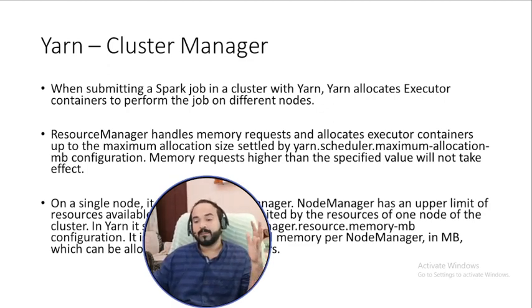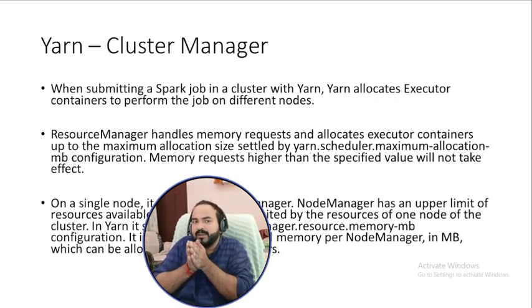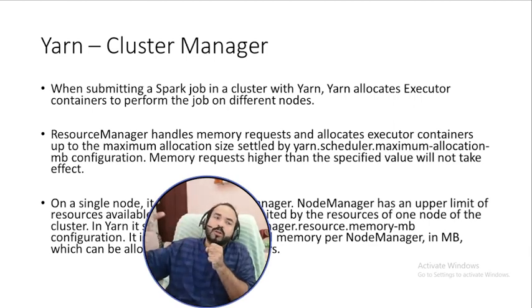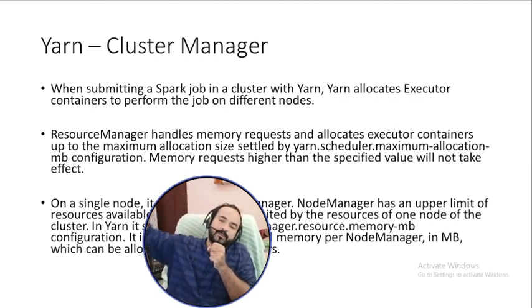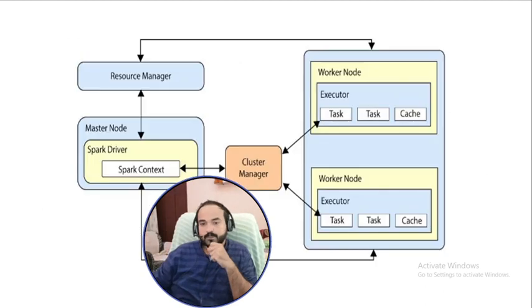It is the amount of physical memory per node manager in MB, which can be allocated to the YARN container. In a broader view, you can say that YARN is a cluster manager. It will help you to launch a container for your Spark job on the Hadoop cluster, because Spark is already on top of Hadoop. Okay, so here you can see the broader picture.